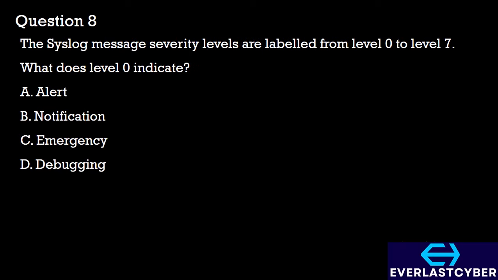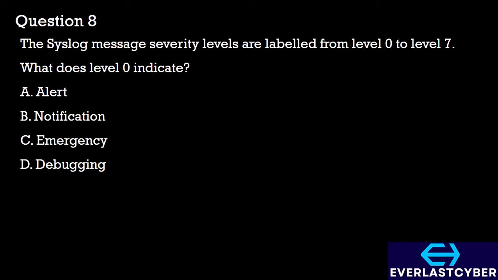Question 8. The syslog message severity levels are labeled from 0 to level 7. What does level 0 indicate? A. Alert. B. Notification. C. Emergency. D. Debugging.